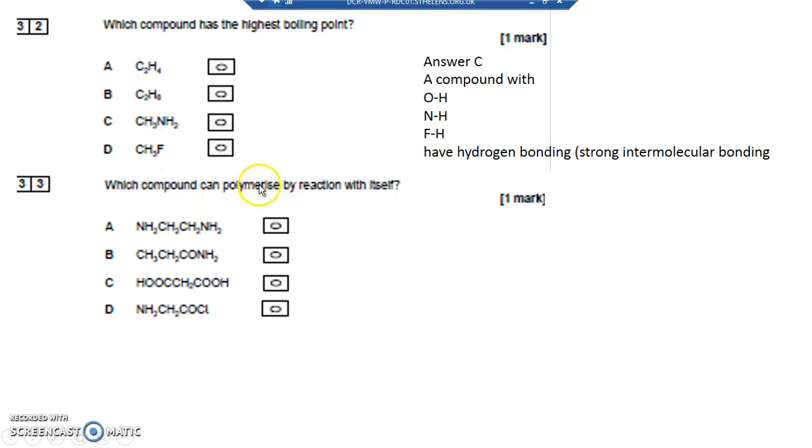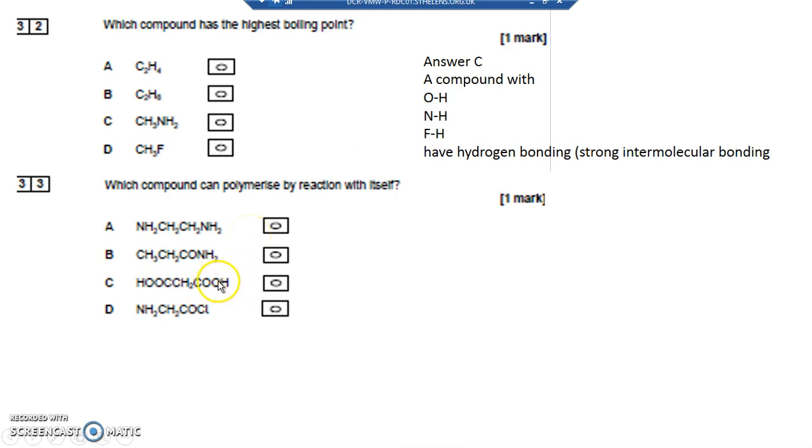Which compound can polymerize with itself? So what it's got to have is one group at one end and a different group at the other end, two different groups at either end, and the one group at the one end can bond to the other group at the other end and form a polymer. So what kind of groups are we looking at?